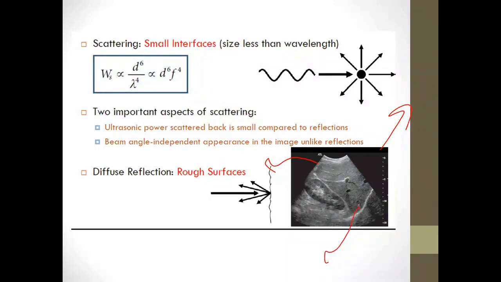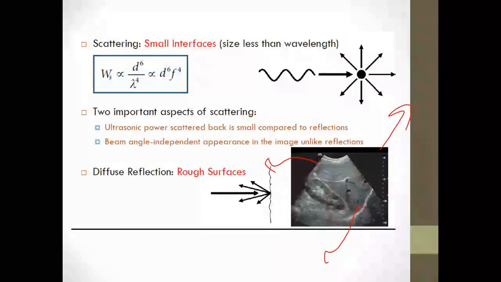This white thing is very strong, Dr. Islam. Could you help me? Is this the diaphragm, or is it something else?